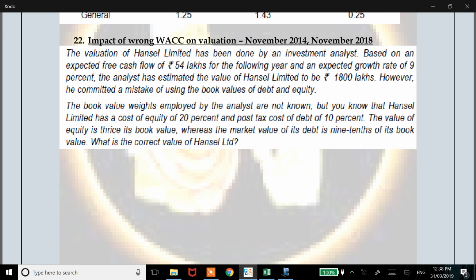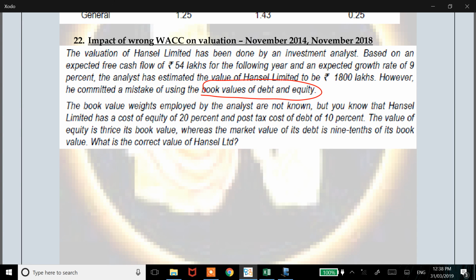Now, when I do a valuation based on cash flow, I have a formula: value of firm is FCFF1 divided by cost of capital minus growth rate. I know the value, I know the cash flow, I know the growth rate. With this, I'll get the wrong WACC because he made a mistake of using the book value. As a concept, we prefer to use market value. So we will get the wrong WACC. Based on wrong WACC, you will get to know what were the weights used, and then we'll rectify the weights, use the correct WACC, and then get to the answer.